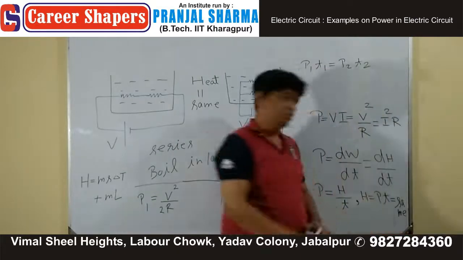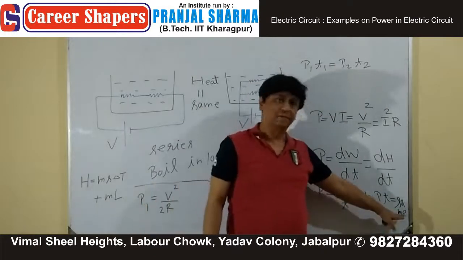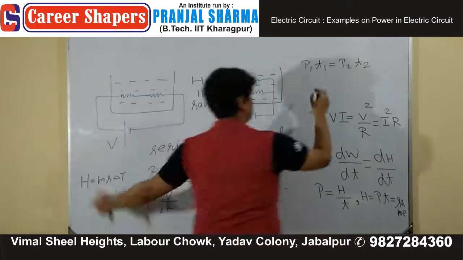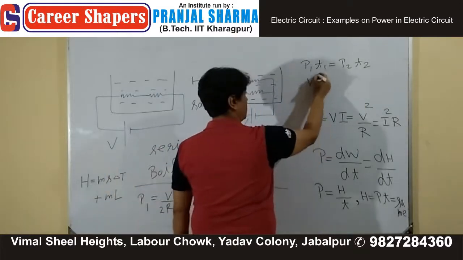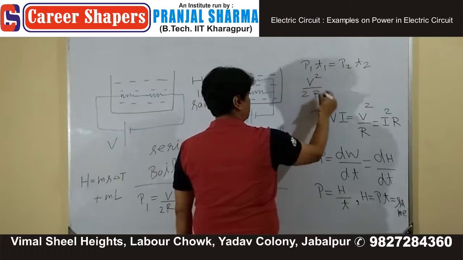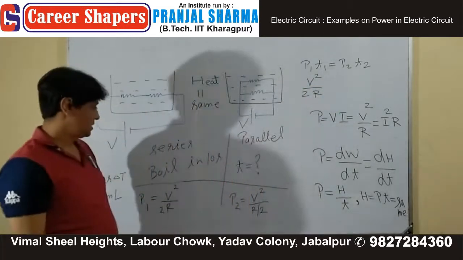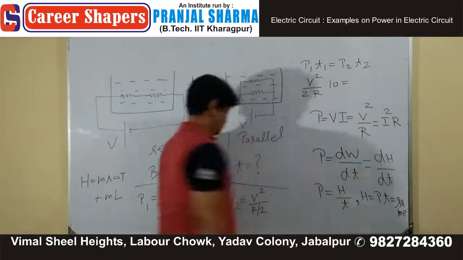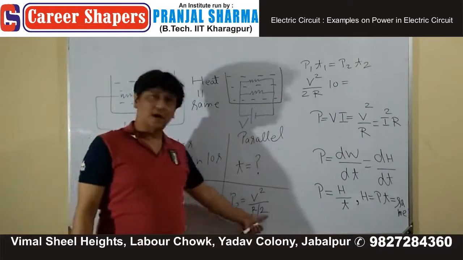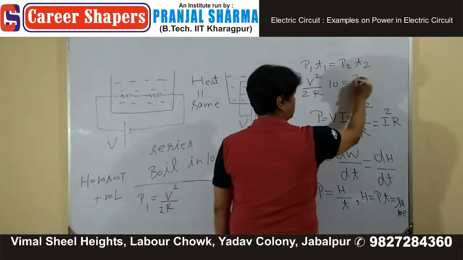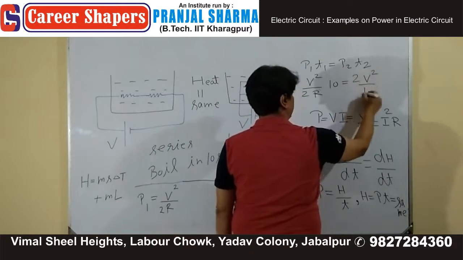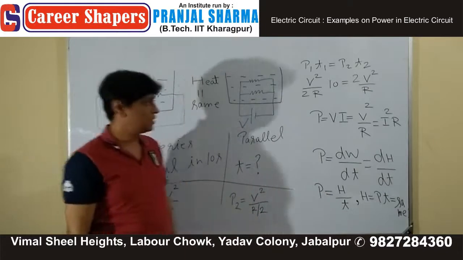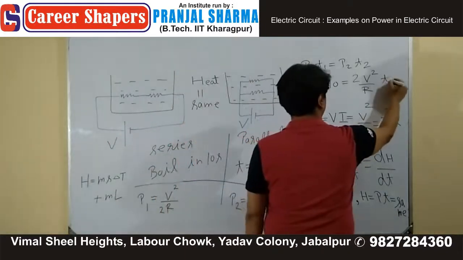Once you found this, PT is same, P1 T1 is P2 T2. What is P1? V square upon 2R. What is time? 10 seconds. What is P2? V square upon R by 2. That is 2V square upon R. 2V square upon R multiplied by T2.